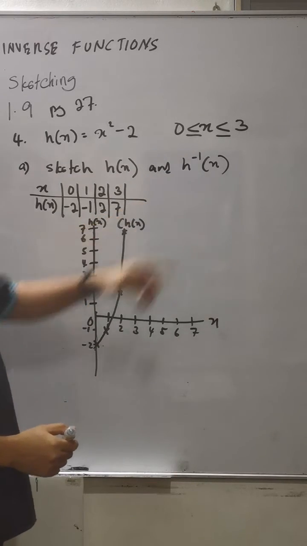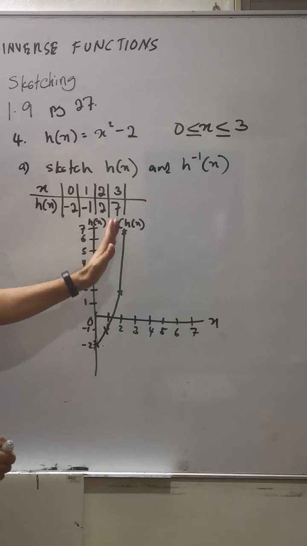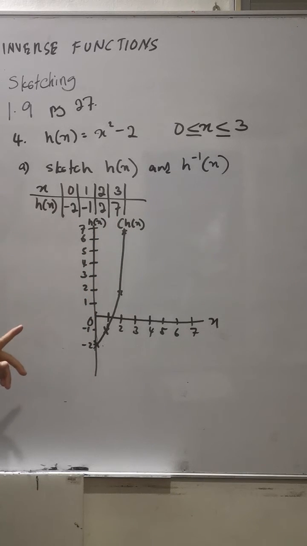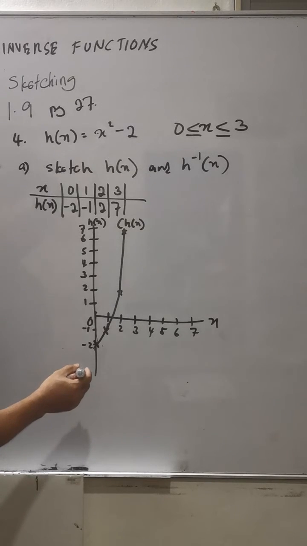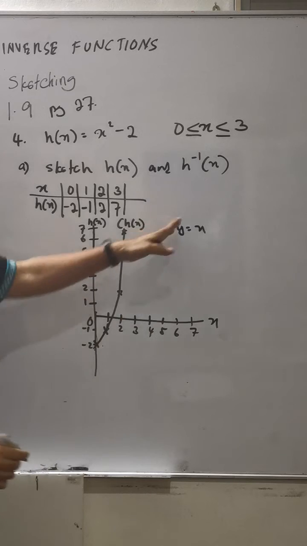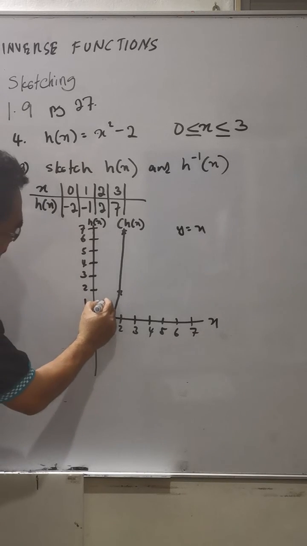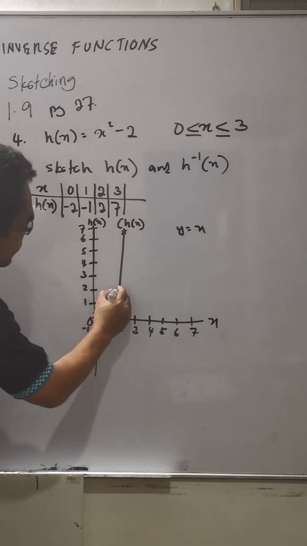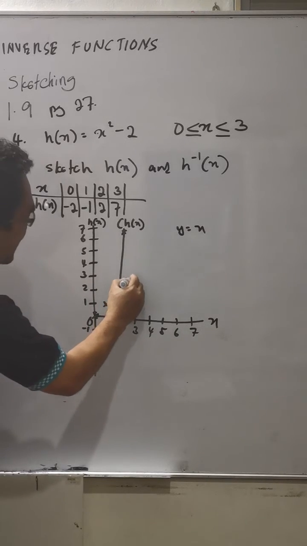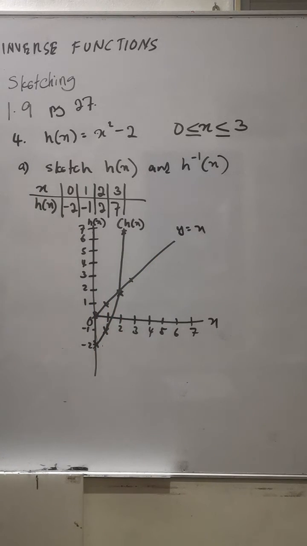And you have to sketch the inverse. The inverse function will be the reflection of this line on y equals x. So to make it easy for you, I will draw y equals x. y equals x means x and y are the same. If x is 0, y is 0. If x is 1, y is 1. If x is 2, y is also 2. If x is 3, y is also 3. So we have a straight line here, y equals x.